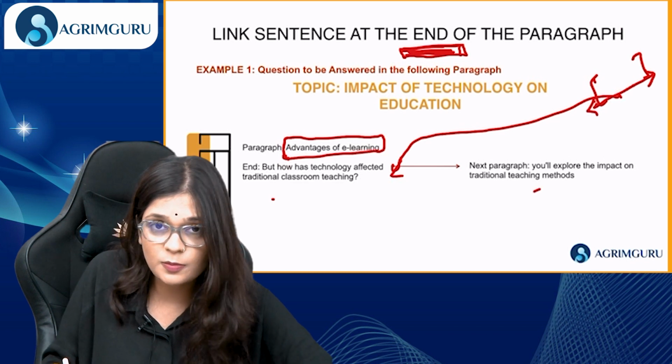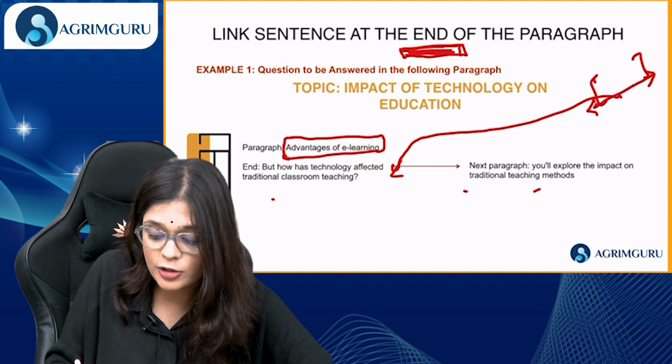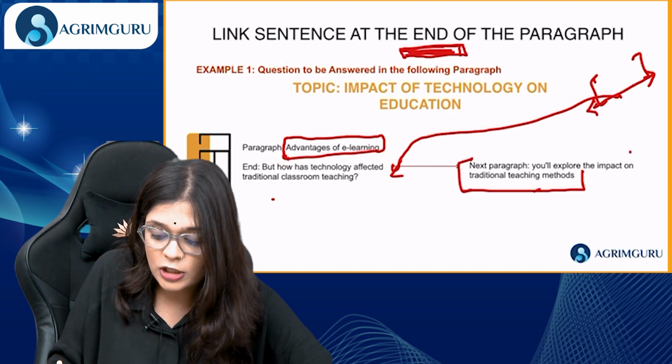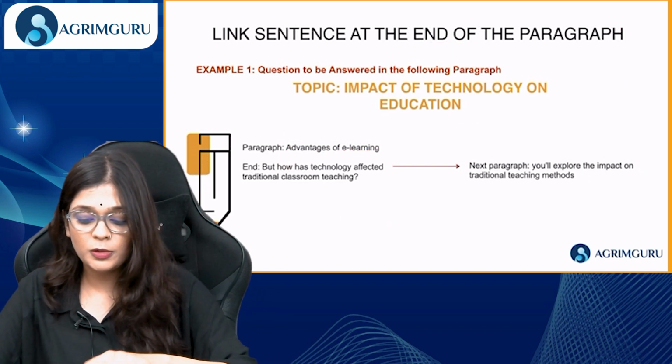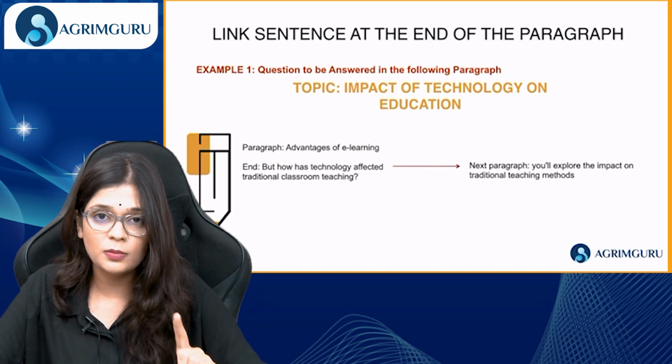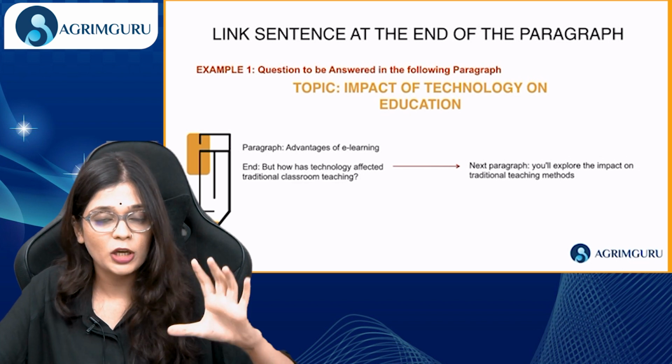What is this telling? That in the next paragraph, you will be exploring the impact of traditional teaching methods. With the help of this question, you are giving the reader the direction that you will be exploring the impact of traditional teaching methods. So you can put up a question in the end of the paragraph.